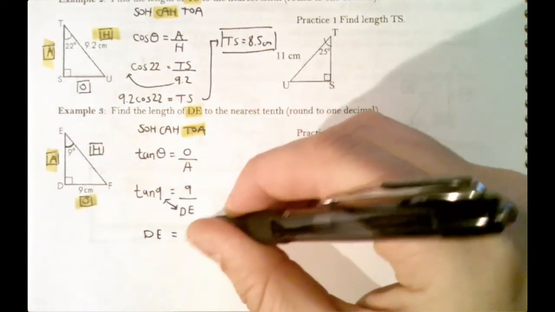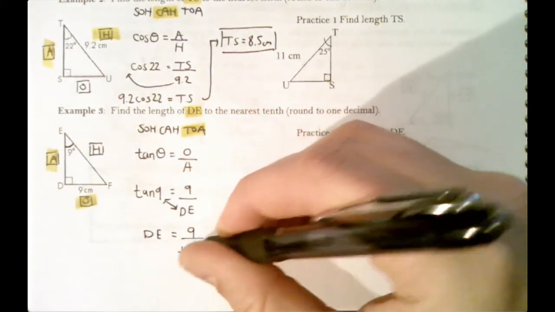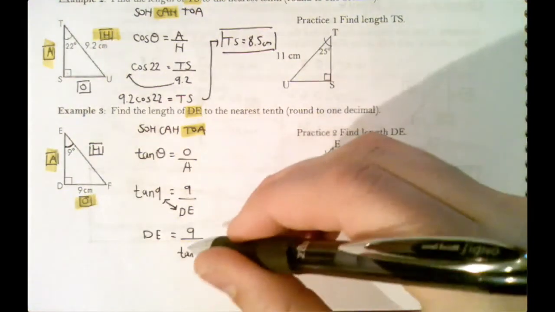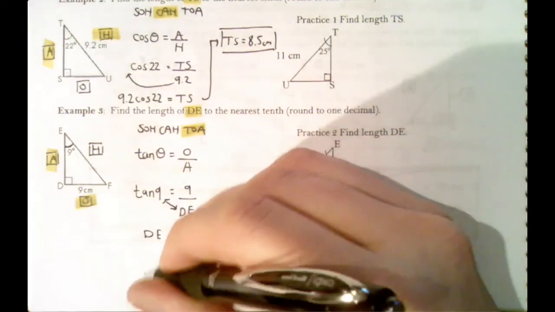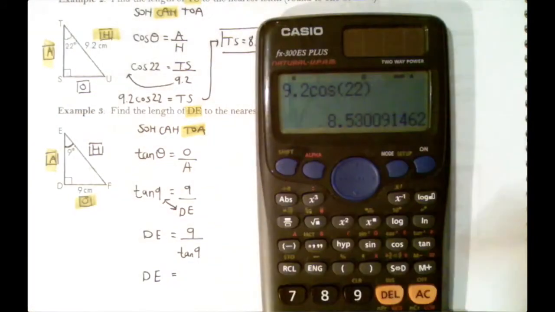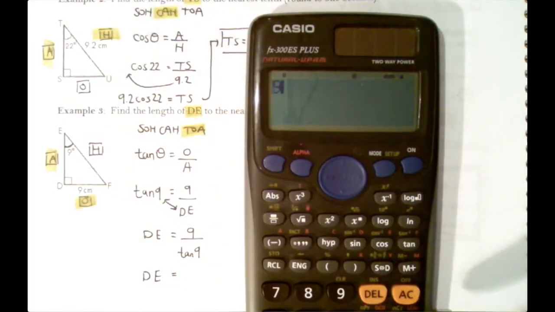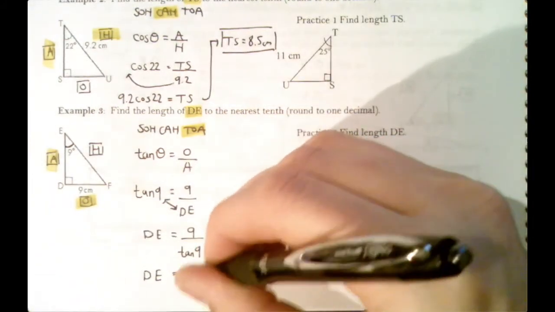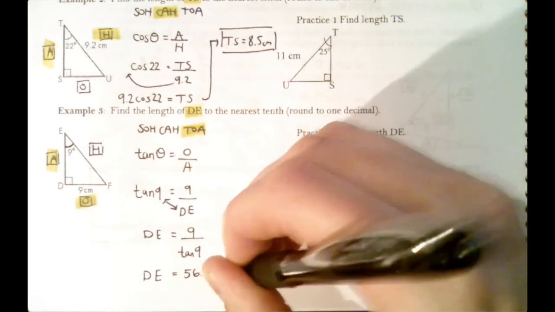DE equals 9 divided by tan 9. And now we can use our calculator to find DE. So we've got 9 divided by tan 9. And we get 56.8. And we're in centimeters.